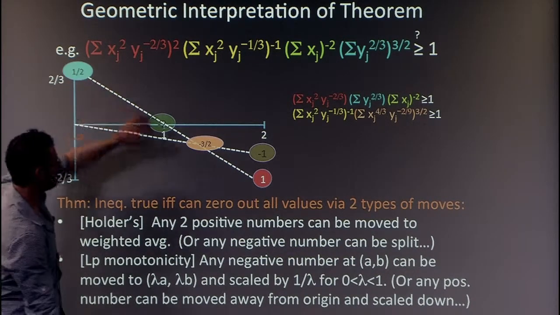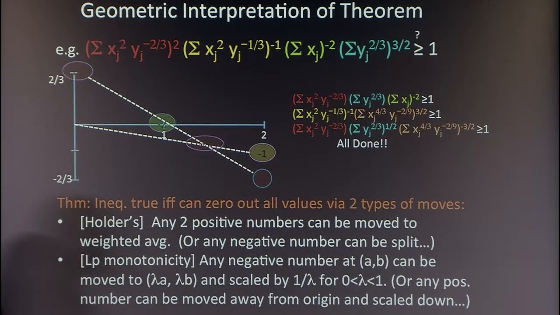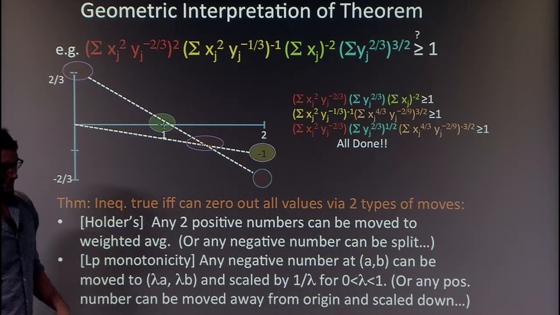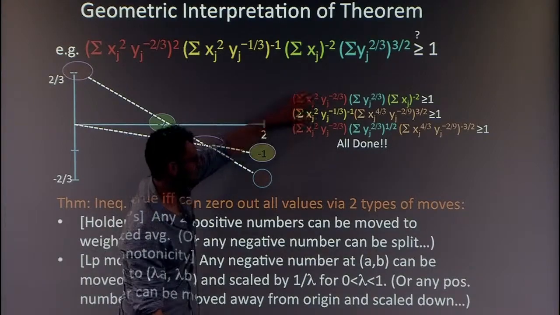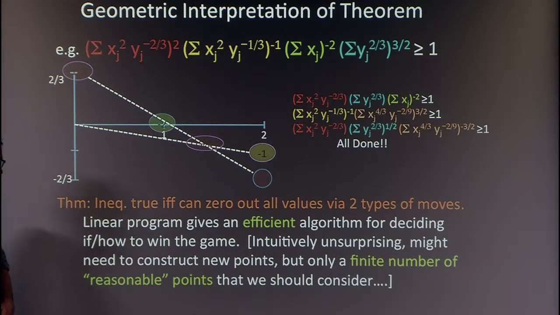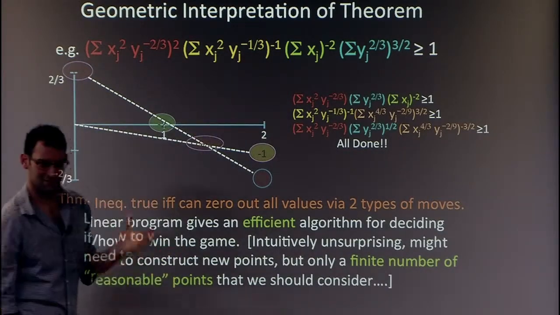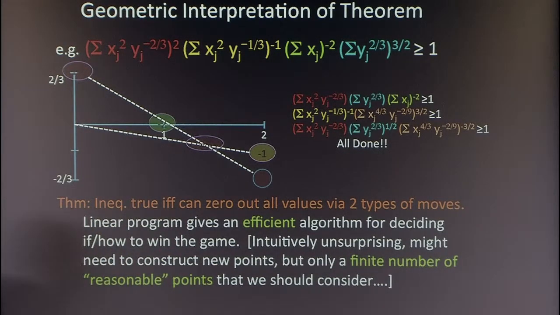Okay, and now we have these 3 collinear things, and lo and behold, if we move the 2 outsides to the middle, all of them vanish. And lo and behold, if we multiply these 3 equations, we get exactly this. So we've proved our inequality.